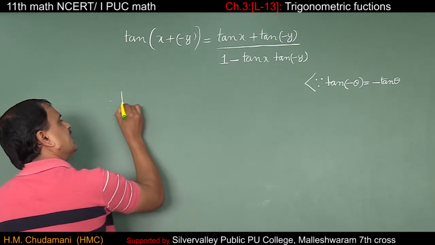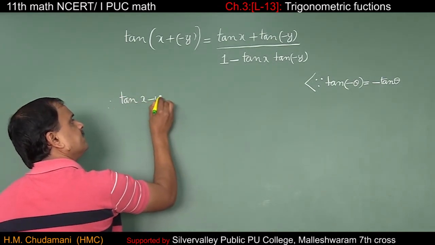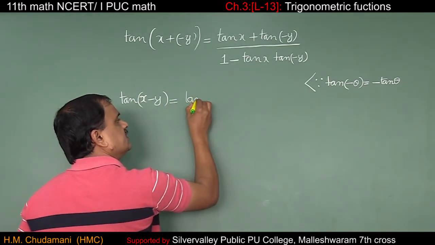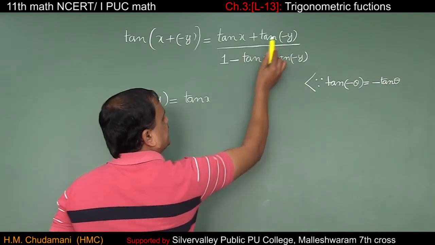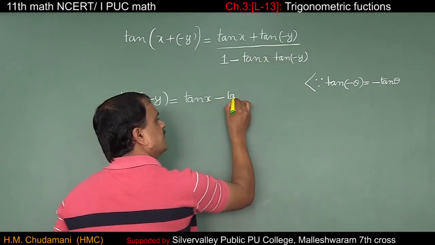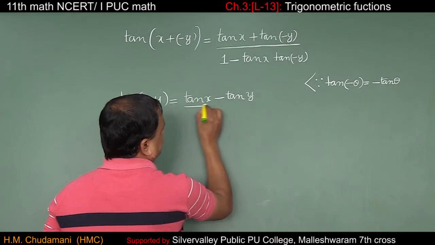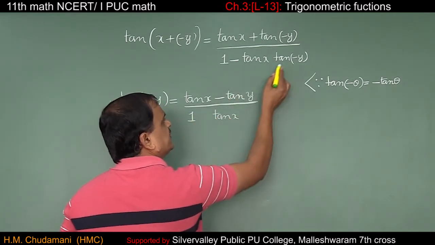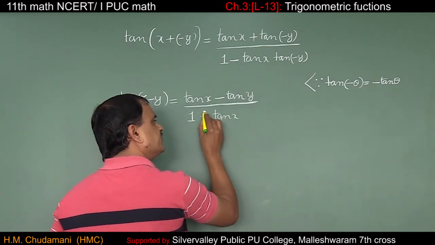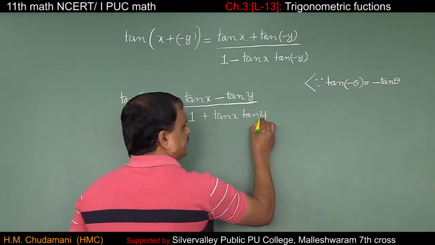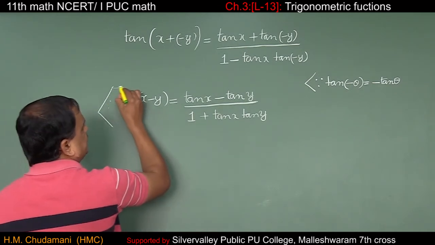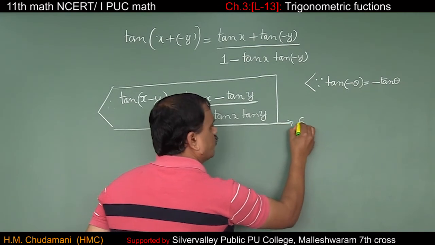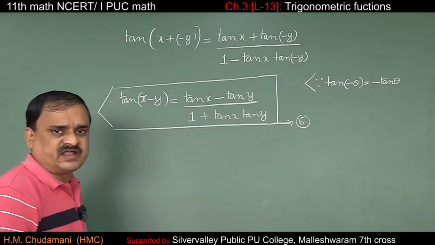So therefore tan of x minus y is equal to tan x, tan of minus y means minus tan y, divided by 1 minus tan x, tan of minus y means minus tan y, minus into minus plus. So therefore tan of x minus y is equal to tan x minus tan y divided by 1 plus tan x into tan y. Okay?